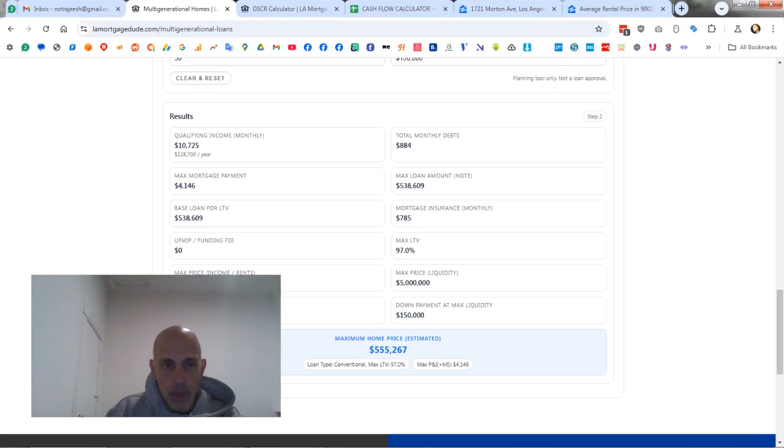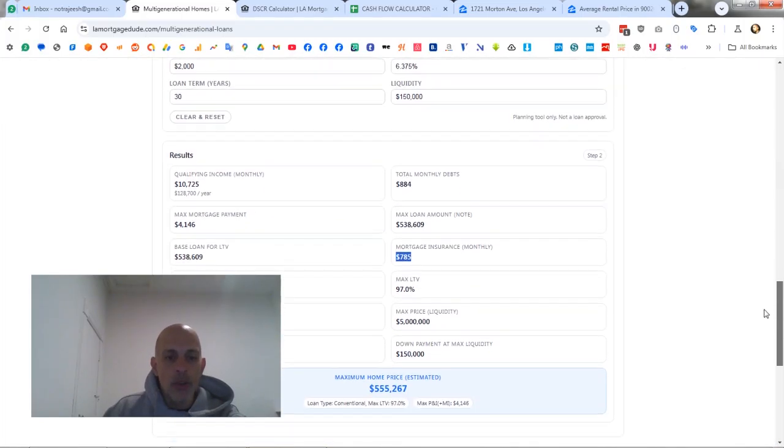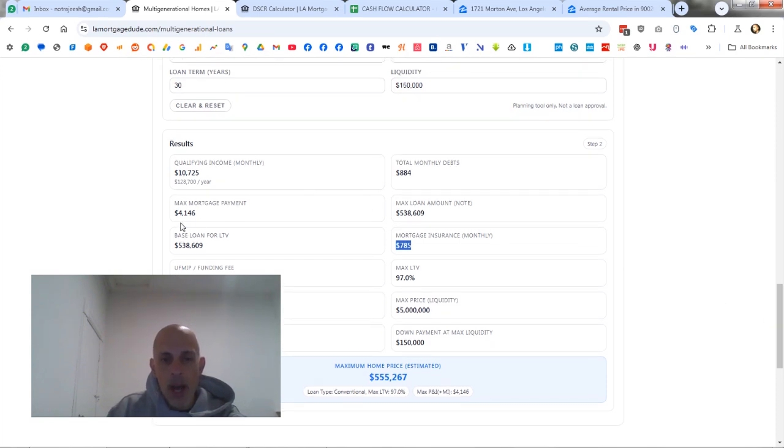Now your max purchase price, because even though there is no upfront mortgage insurance, there is still private mortgage insurance. And private mortgage insurance on a conventional loan is 1.75% of the loan amount divided by 12 months. And so you get $785 a month. Because this number is bigger than on the FHA loan, your monthly payments are considered higher. As a result, your purchase price is limited.